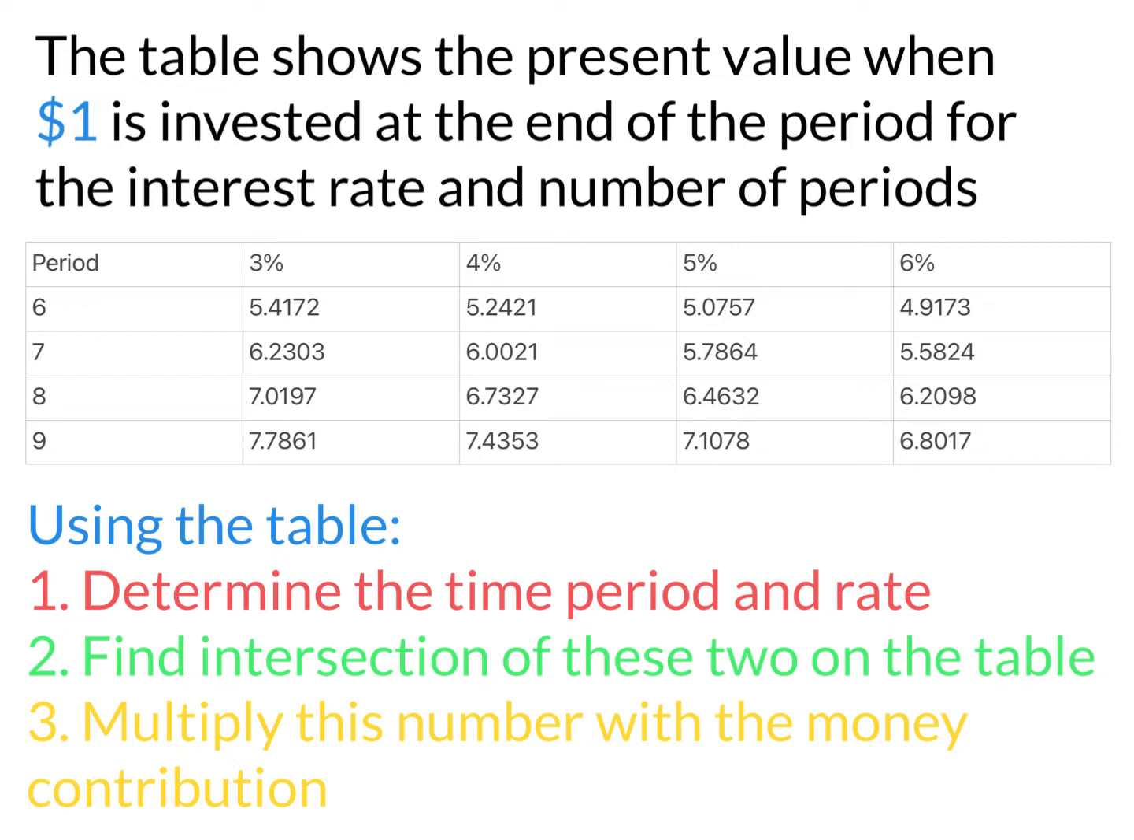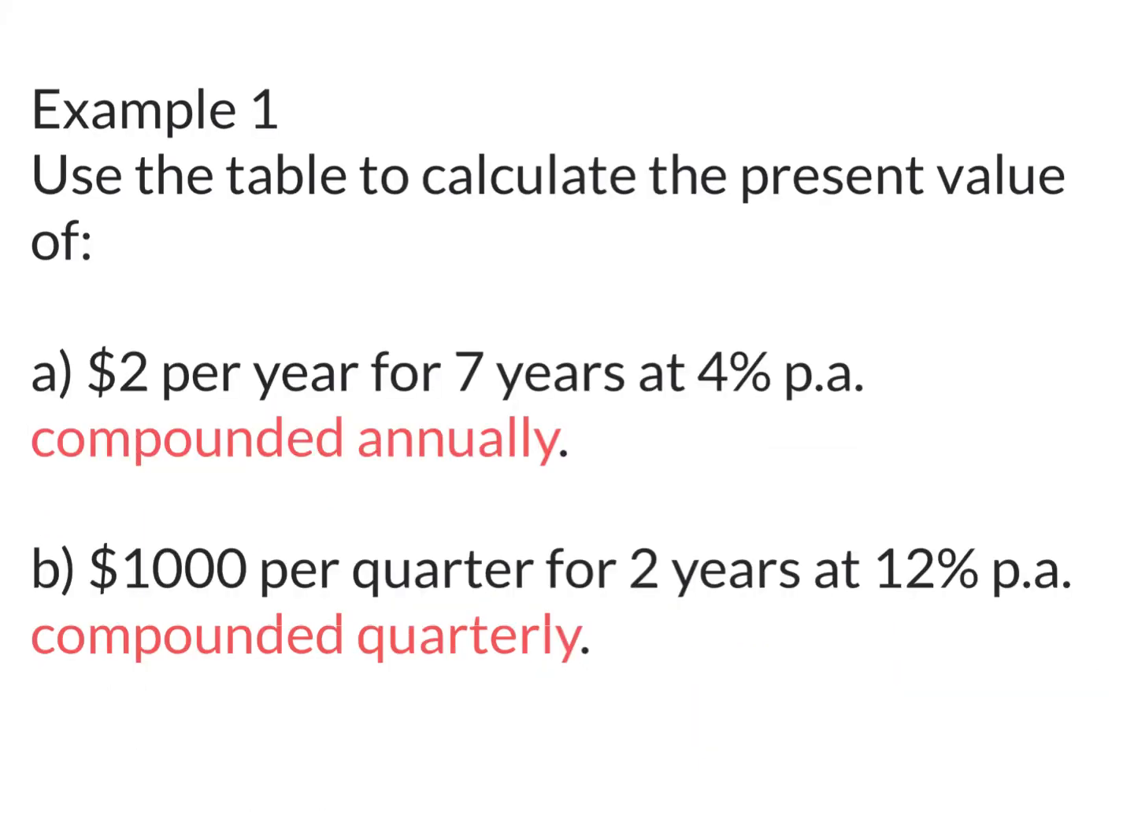For this particular table, we're going to look at the periods of 6, 7, 8, 9, and percentages of 3%, 4%, 5% or 6%. The same rule applies as the future value. You determine the time period and the rate. That'll be based on the compounded amount. You find the intersection of these two numbers on the table, and then you multiply this number with the money contribution. Once again, the table will be in each example.